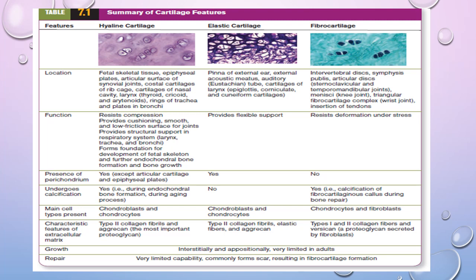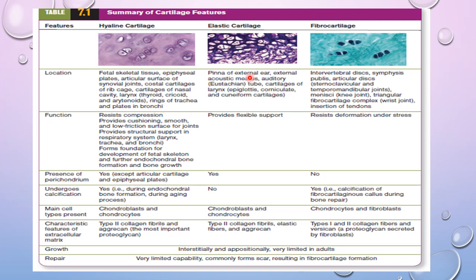Now, this is a summary of the cartilage, all the three types of the cartilages, their distinguishing features and their similarities between the hyaline cartilage, the elastic cartilage, and the fibrocartilage. So as we have previously discussed, the hyaline cartilage is present in the fetal skeleton, the epiphyseal plates, the articular surfaces of all synovial joints, the costal cartilages, the cartilages of the nose, the larynx, rings of the trachea, and the plates in the bronchi.